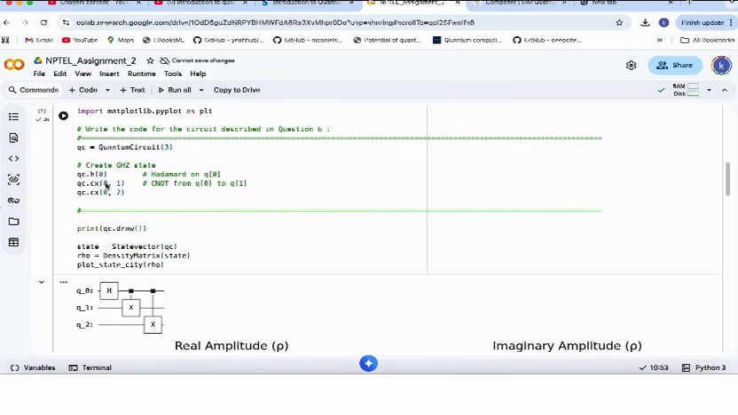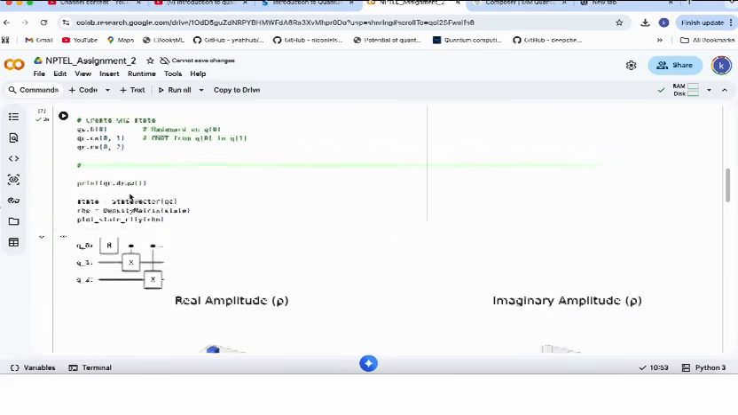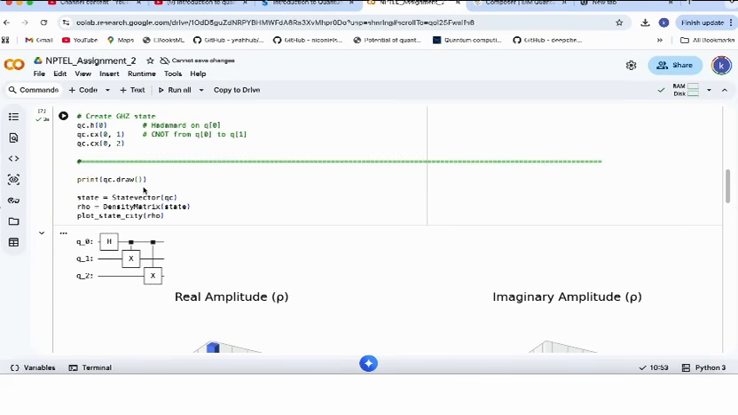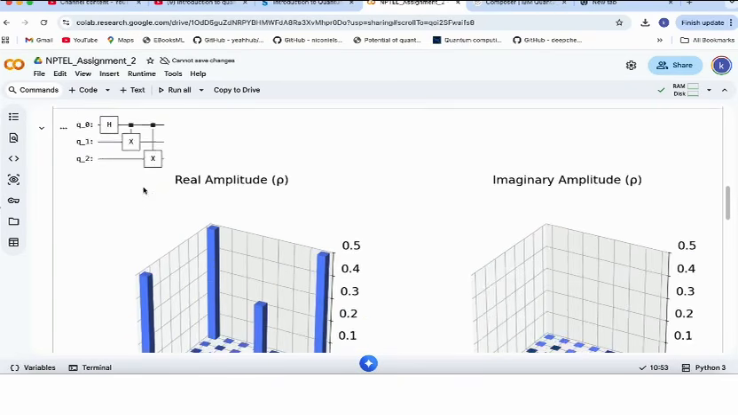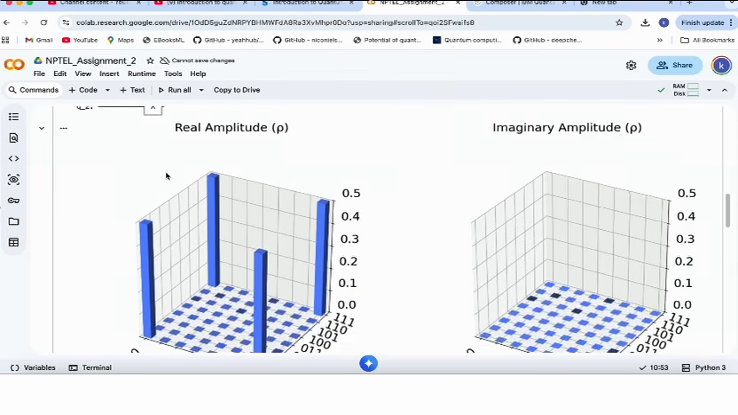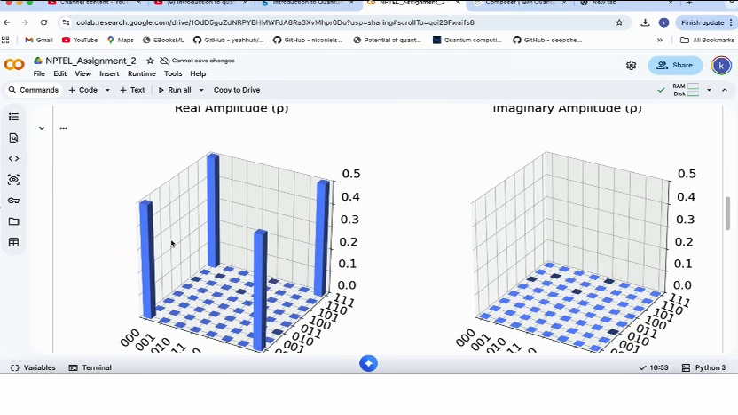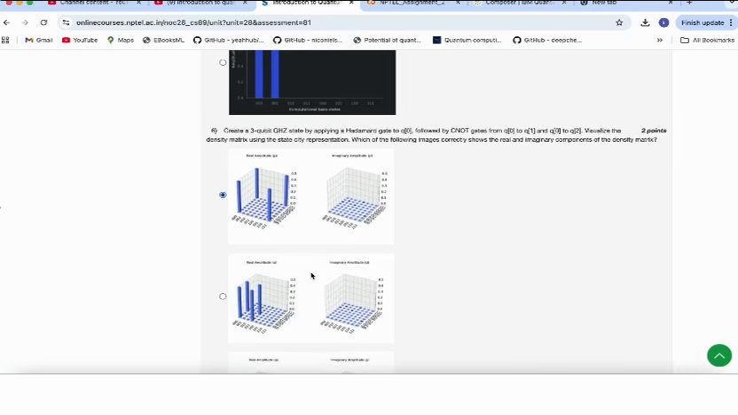Control NOT gate from 0 qubit to first qubit, and control NOT gate from 0 qubit to second qubit. So we have done this, and now we are drawing the circuit and the following density matrix we are going to see. This is the circuit: Hadamard gate followed by the NOT gate, control NOT and control NOT, and finally this is the result. Real amplitude is this diagram, and imaginary amplitude is this diagram. So now if you observe here, it matches the first option.